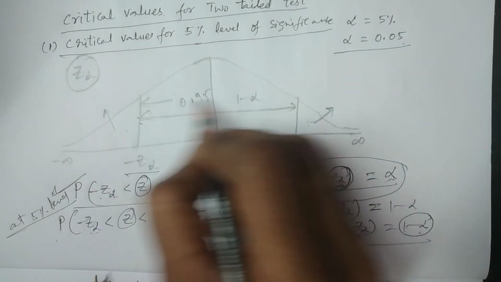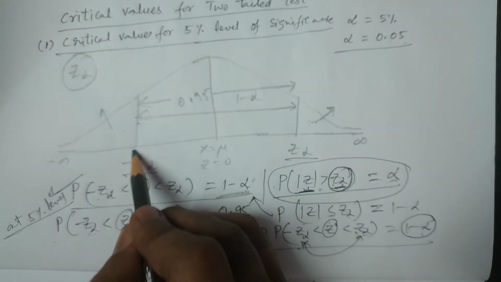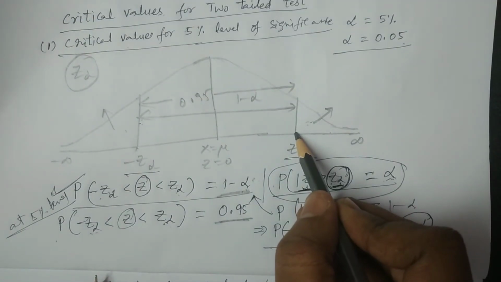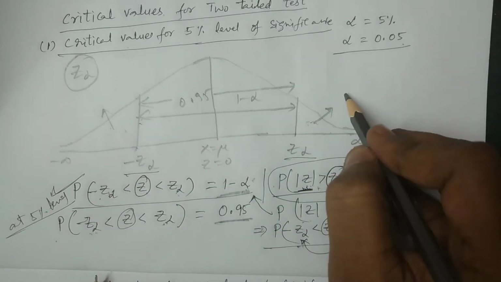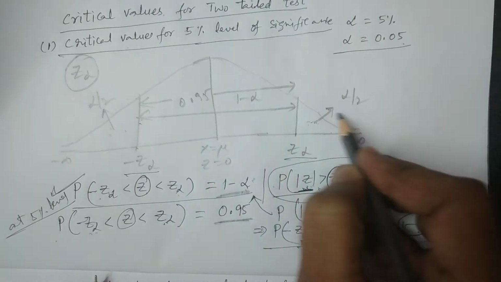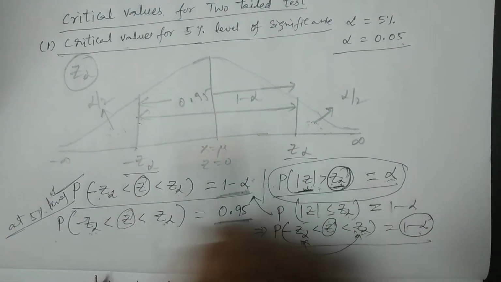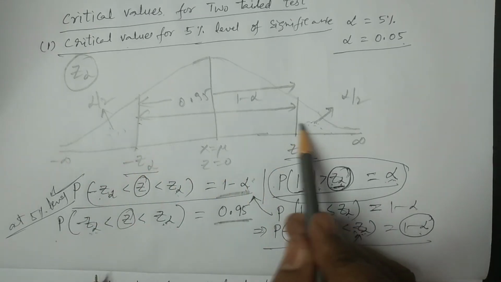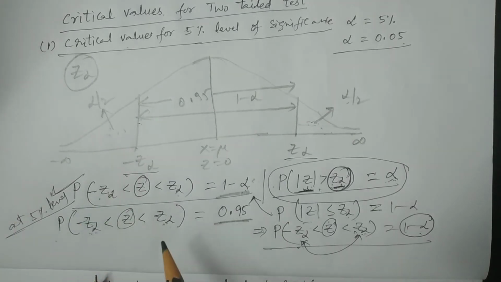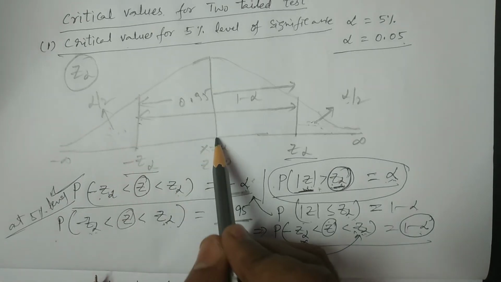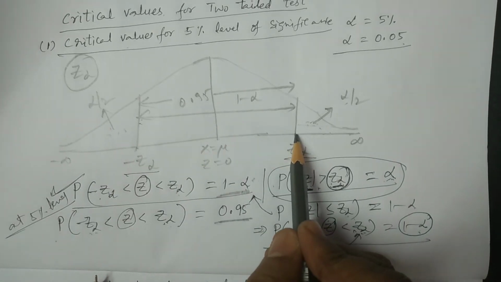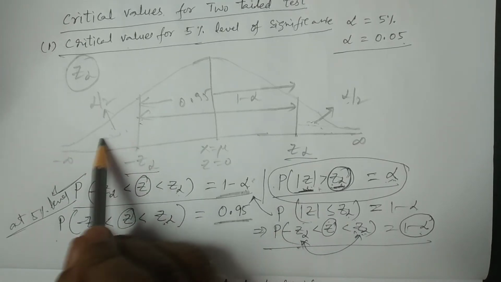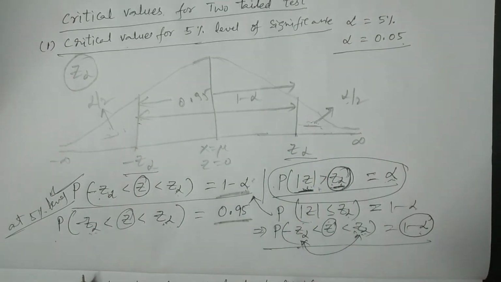This is the area from here to here, that is minus z alpha to plus z alpha. Then what about the remaining two? This is alpha by 2, and this is alpha by 2, because the total is alpha. The remaining two areas are less than minus z alpha and greater than z alpha. Because the normal distribution is a symmetrical distribution, minus z alpha to 0 has the same area as 0 to z alpha. And minus infinity to minus z alpha and z alpha to infinity, both areas are equal. Right? So therefore, alpha by 2.